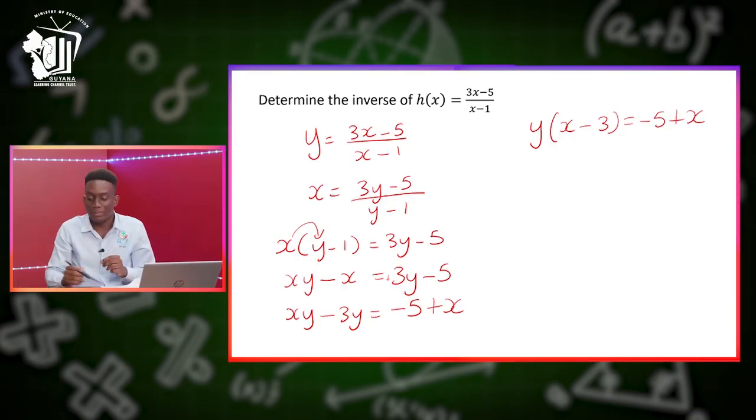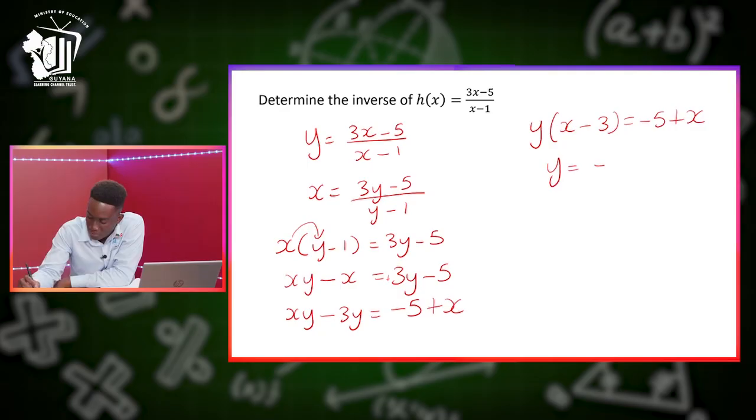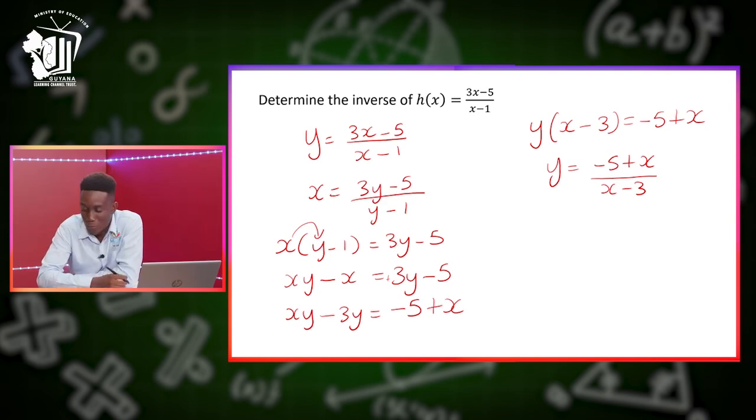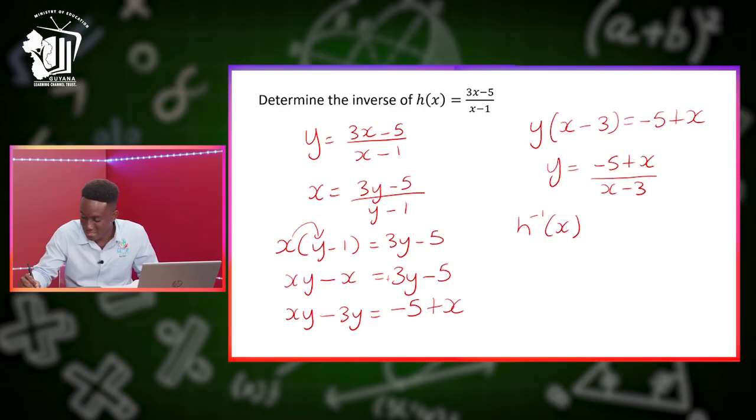So we have y multiplied by x minus 3. Of course, we want to make y the subject. So we take over the x minus 3. Since the x minus 3 is multiplying, when we take it over, it will divide. So we'll have y is equal to negative 5 plus x, all divided by x minus 3. And then the last step, we must remember, we must replace y with the inverse notation, which in this case will be h inverse of x, and that will be equal to negative 5 plus x, all divided by x minus 3.